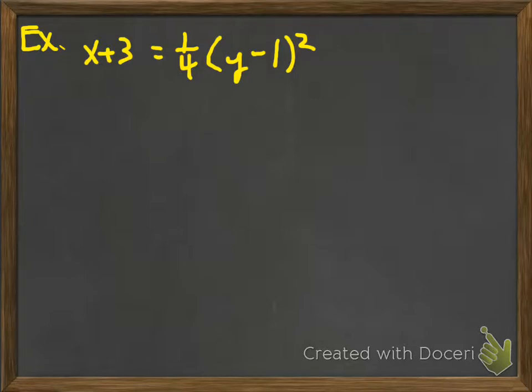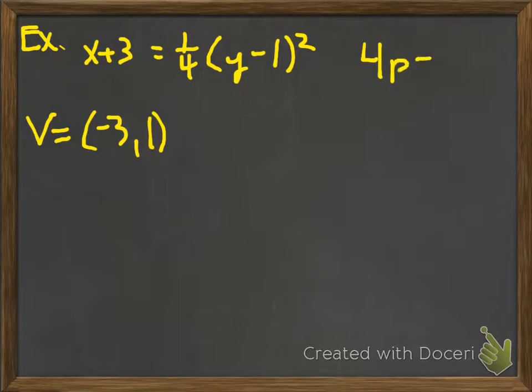Okay, so here's my first example. x plus 3 is equal to 1/4 (y minus 1) squared. Now keep in mind the x is with the x and the y is with the y. So my vertex will be at -3, 1. You've got to keep in mind, again, take opposites. Think opposite signs. Now let's solve for p. 4p will be equal to 4, that's where your p is located. So p is equal to 1.